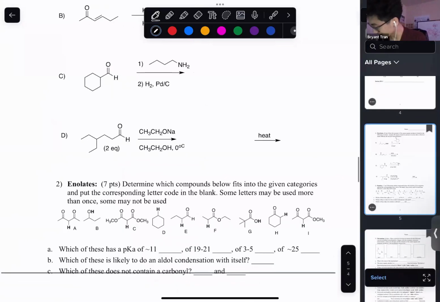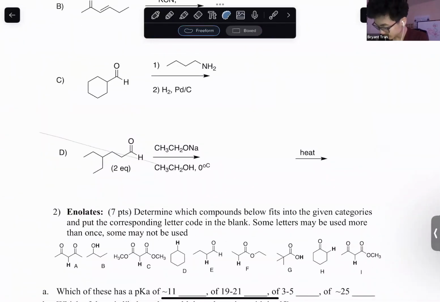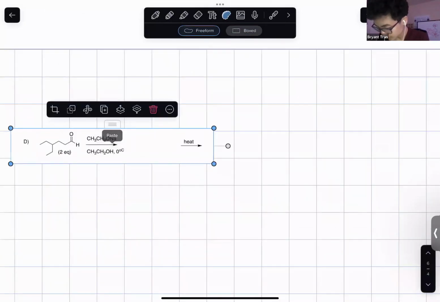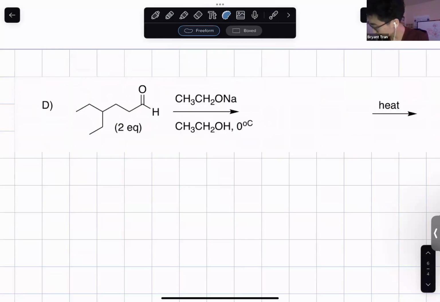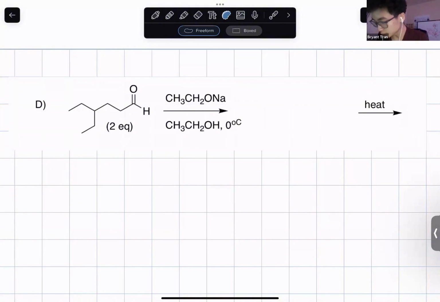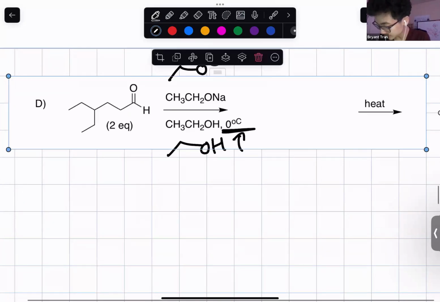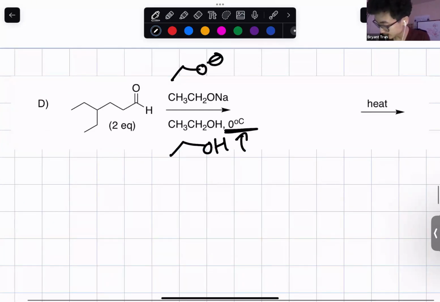Let's see what's going on here. Let me copy this question over here. Okay. So we have 2 equivalents of aldehyde, CH3CH2ONa, which I'm going to draw out like this because it's easier for me to see and read. This is the ethanol solvent at 0 degrees Celsius. So we don't have high heat here, right?